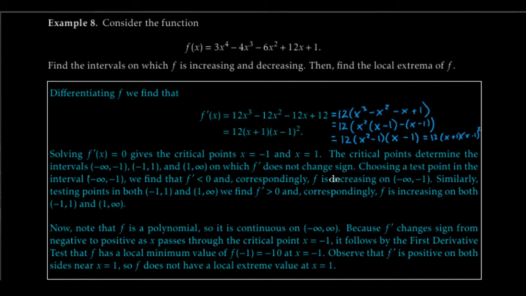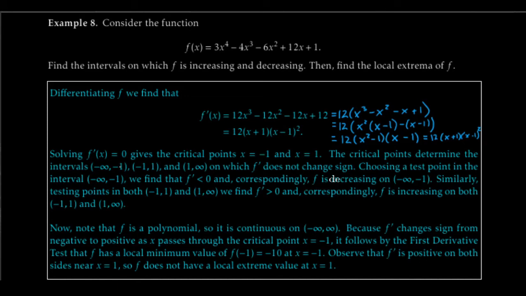Cool. Okay, so if we're solving f prime of x equals 0, this will give us the critical points. And looking at our function's derivative right here, x plus 1 is 0 when x is negative 1. And x minus 1 is 0 when x is 1. Okay, so our critical points are x equals minus 1 and x equals 1.